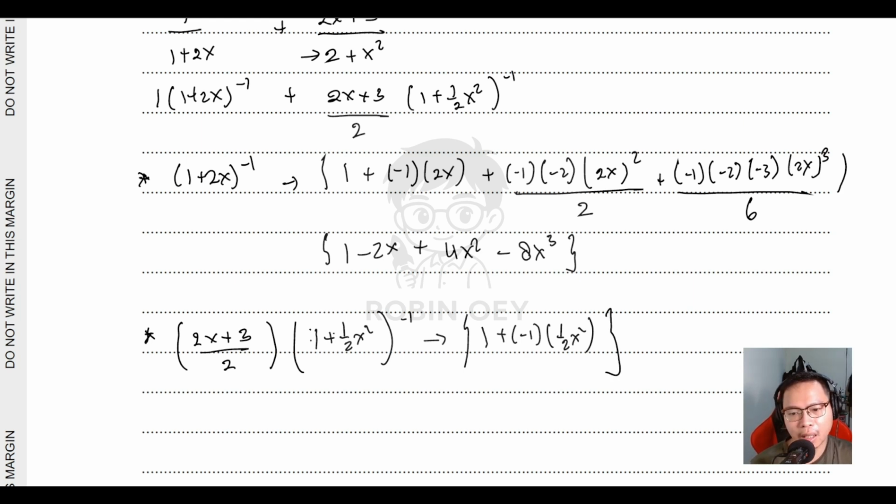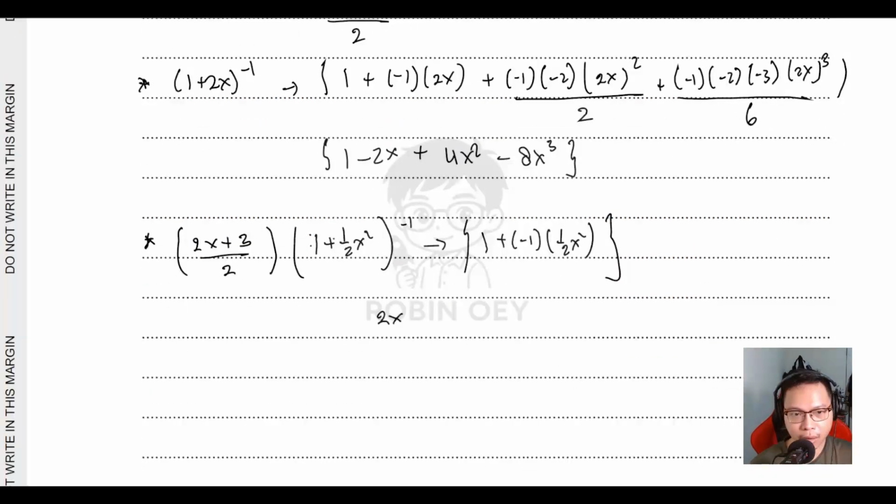Yeah, because they only want x cubed. And the next term will be x to the power of 4. Okay. So just rewrite 2x plus 3 over 2, and then times 1 minus half x squared.